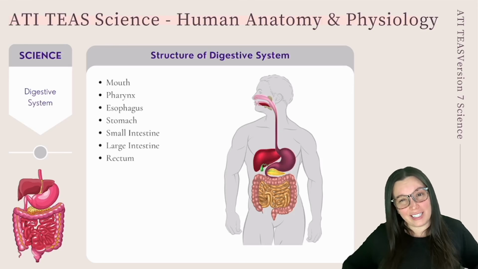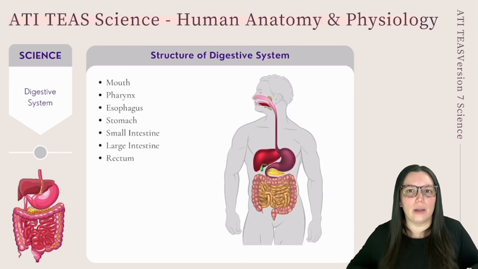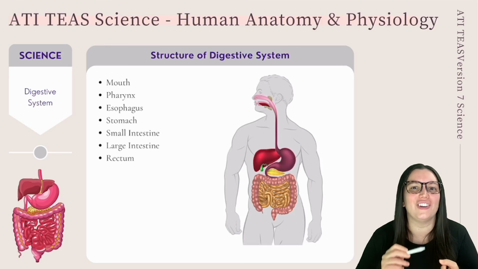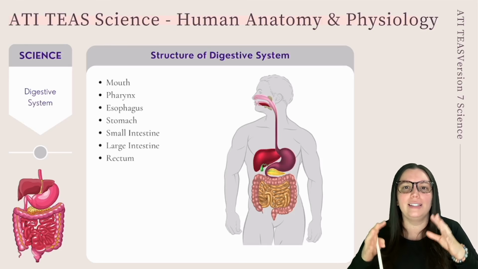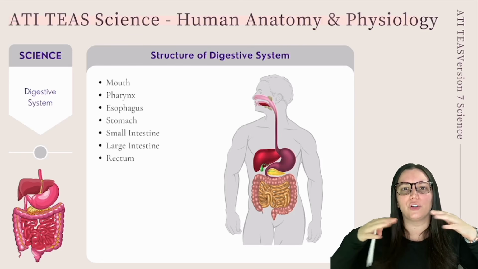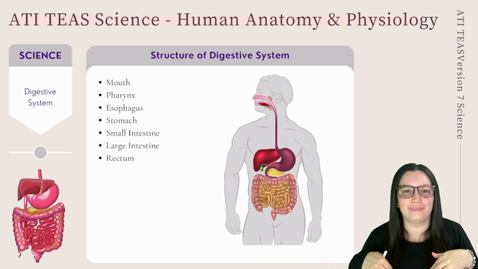In the small intestine, this is the main site of digestion as well as absorption, and that's composed of your duodenum, your jejunum, and your ileum. The small intestine is coiled and has a series of foldings that increase the surface area for absorption.